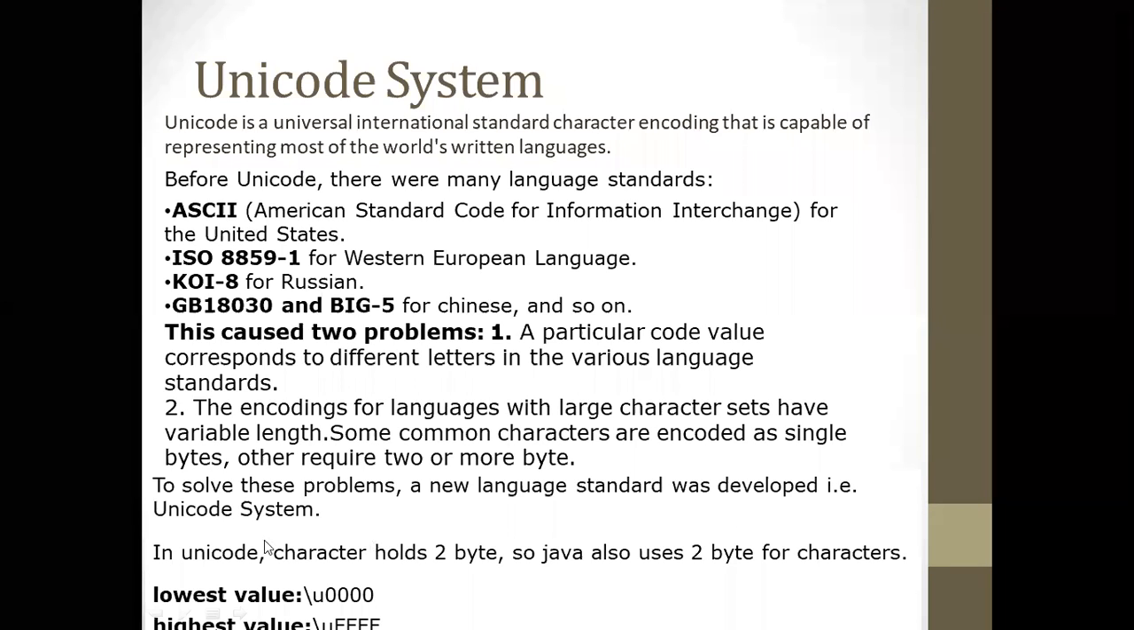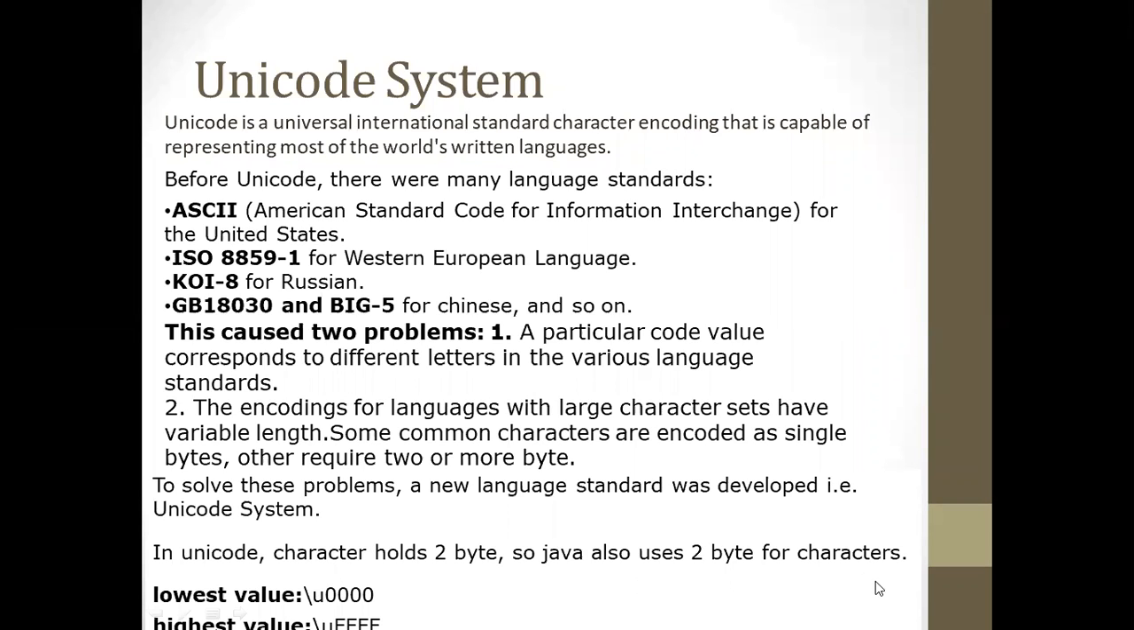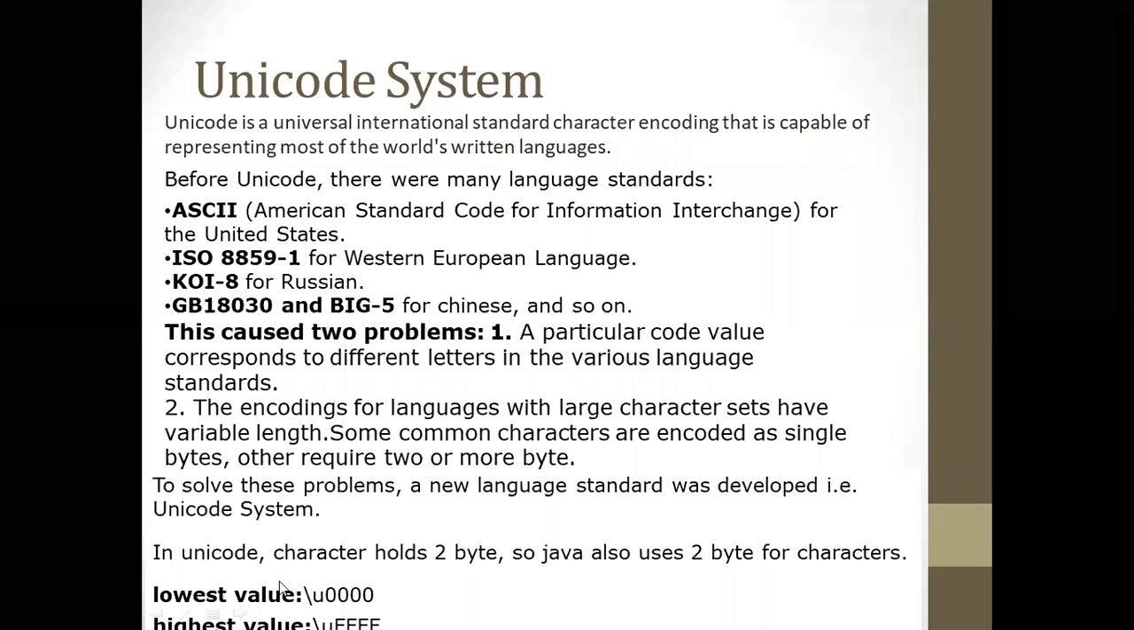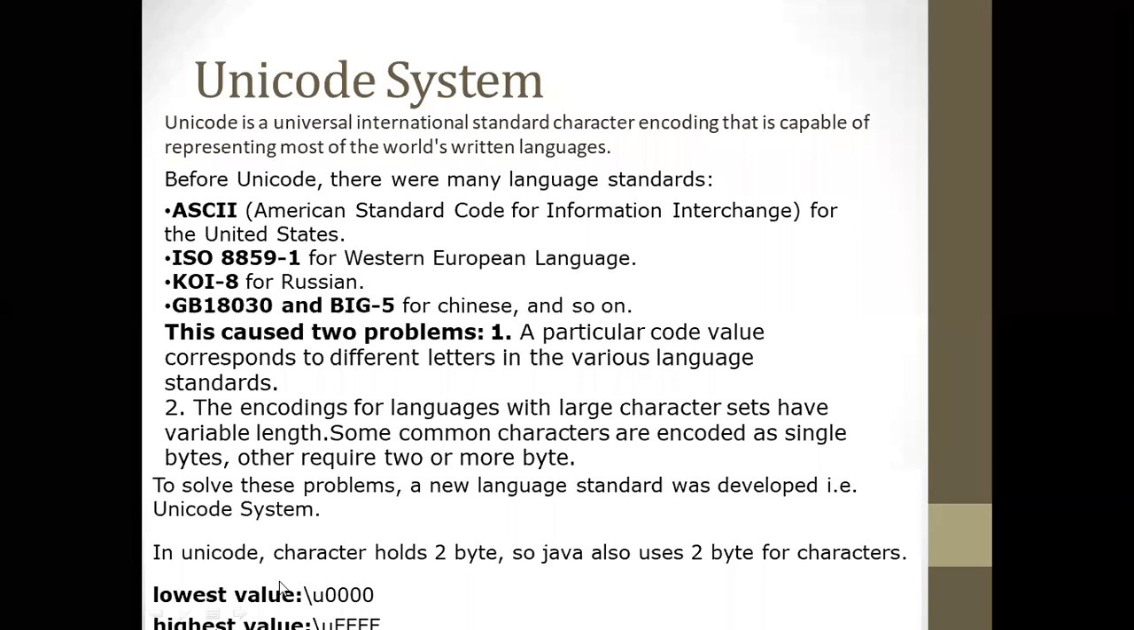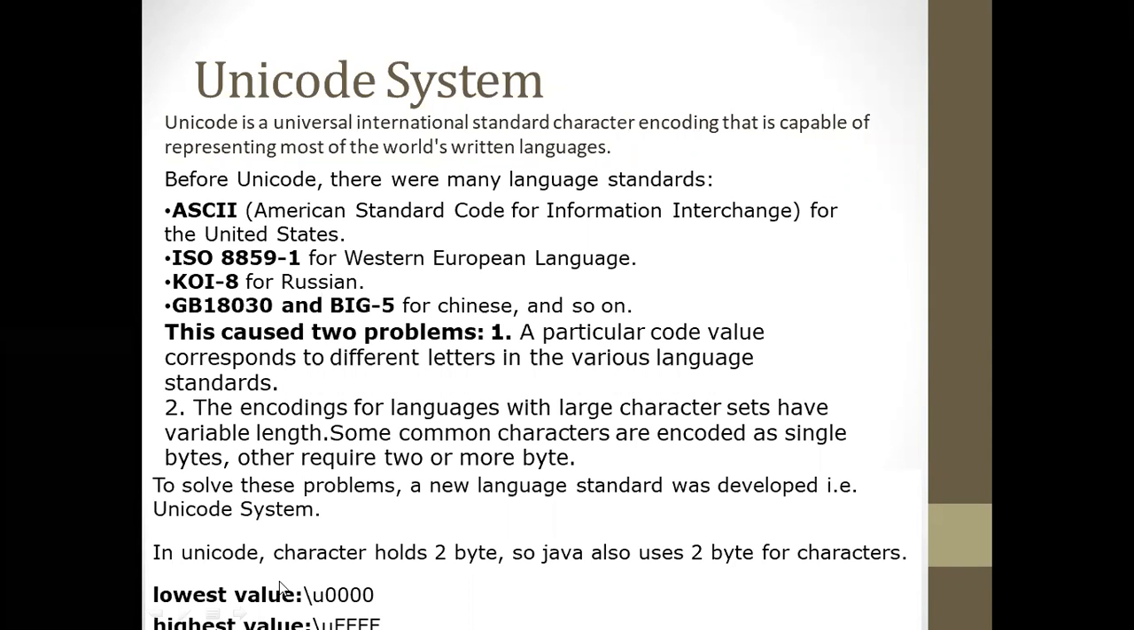Okay, so in that Unicode system, a character holds 2 bytes. So Java also uses 2 bytes for characters. So it has its lowest value and highest value. That's why we mention Unicode system in the case of Java. This is one of the turning points in data types in Java, because sometimes in a 2 marks question or general question, it may be asked in the papers what basic standard is being used by Java. So you have to say that we use the Unicode system in which a character holds 2 bytes.